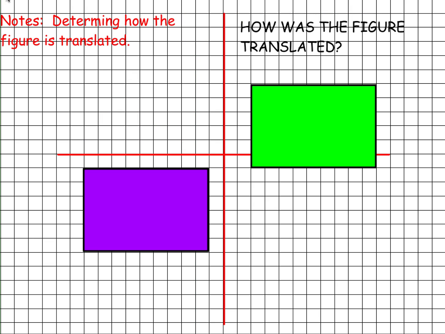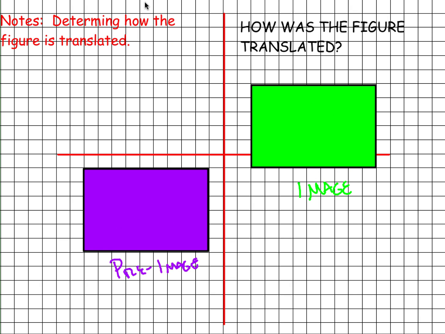Okay. So sometimes you're also going to see shapes that are already on the graph, and you got to see how it was translated. So how did I get from my pre-image? Let's call this one the pre-image real quick, because it does matter which one we start with. So here's my pre-image. How did I get from my pre-image to my image? Okay, so how did I get from here to here?